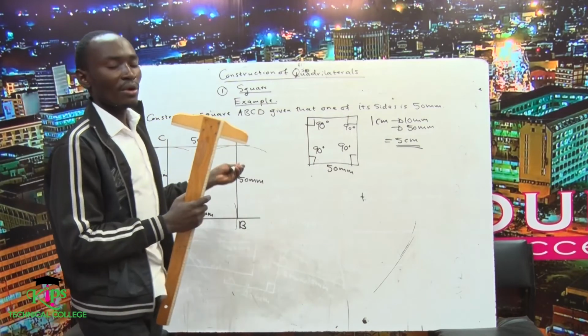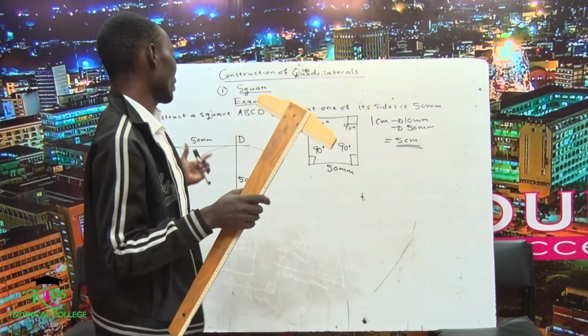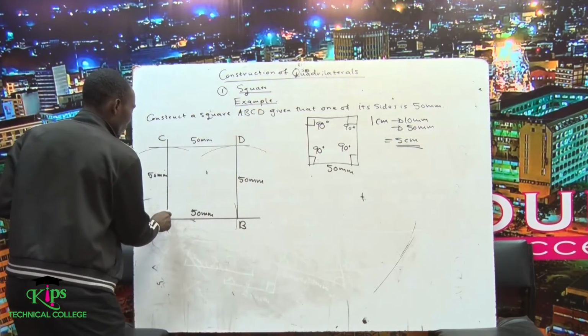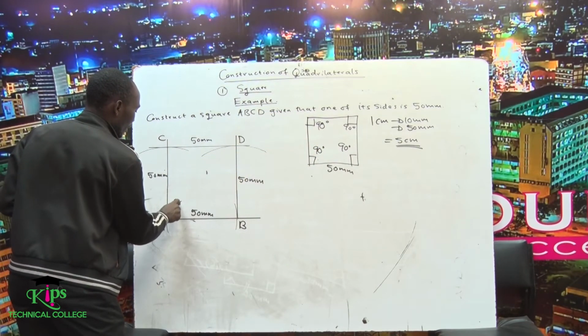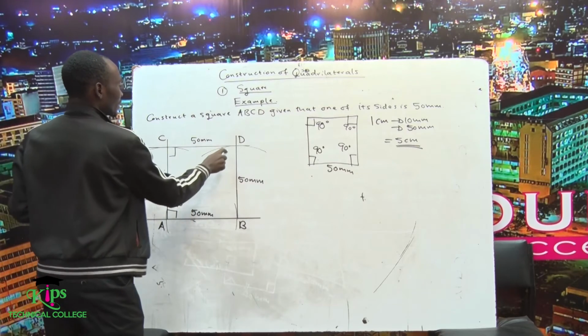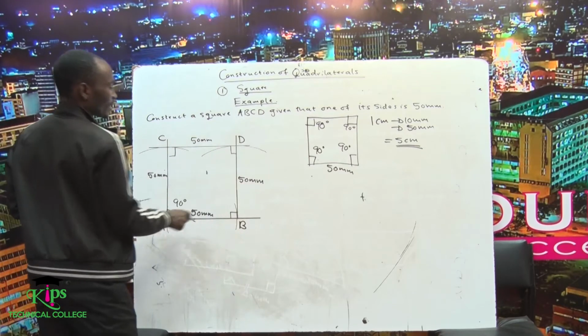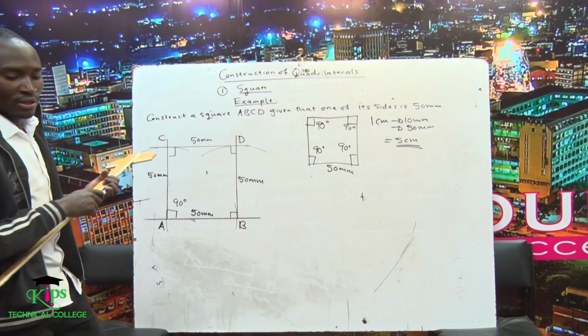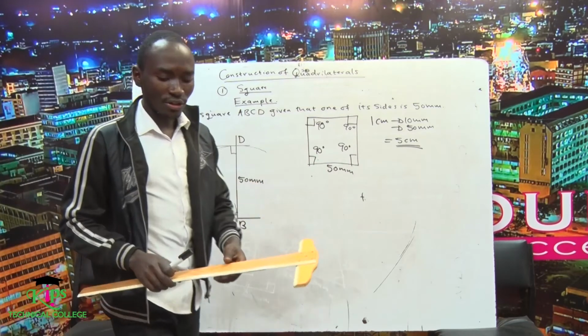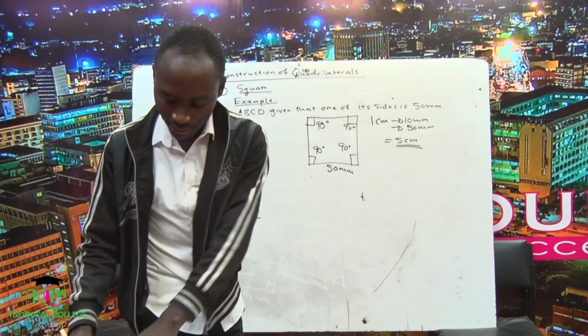It is that shape whereby all the sides are equal and these angles are equal to 90 degrees. This is also 90. This is also 90. And that is also 90. So let's go to the second one.